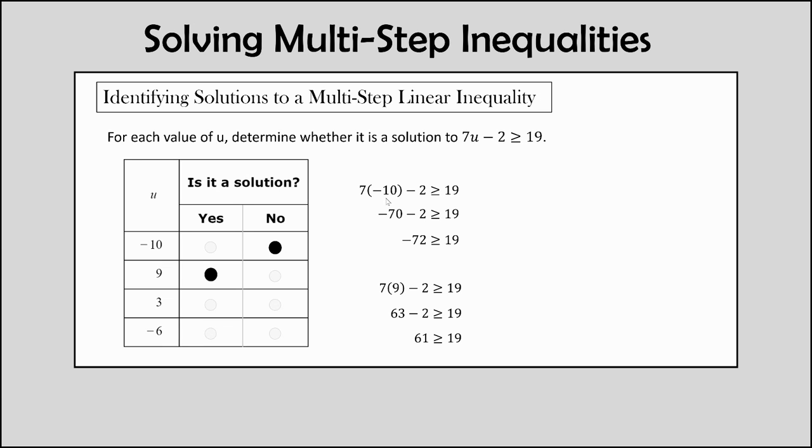Yes. How about 3? Okay, well, that would give us 21 minus 2, 19 greater than or equal to 19. That is true. Correct. 19 is equal to 19, and greater than or equal to means it can be greater than or equal to. So we're good there. And then our last one, -6, we get -44 is greater than or equal to 19, and we know that is false. Okay, so here we're just looking at how we can substitute in values and check their validity of whether they work or not, and understand that there are an unlimited number of possible answers to this problem.